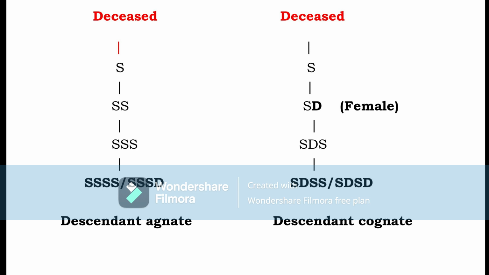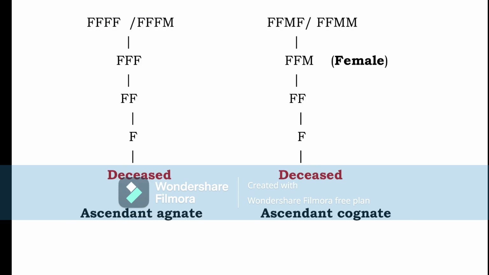If wholly related through the males, it is an agnate. If any one or more females intervene, it is called a cognate. Similarly, ascendants, ascendant agnate, ascendant cognate. Father, father's father, father's father, father. And at the end, father's father's father or father's father's mother. They are agnate to the deceased, because between father's father's mother and the deceased, it is related only by blood or adoption and wholly through males. All are males. Father, father's father, father's father's father. Ascendant cognate: father, father's father, father's father's mother. A female intervenes. So it is an ascendant cognate.